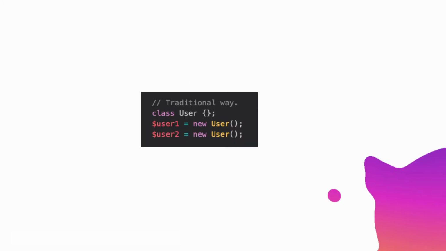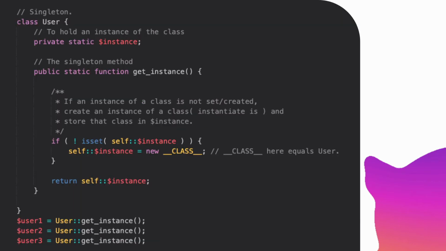So this is a traditional way of defining and using a class, right? You can define a class user, and then if you want to instantiate it, you can instantiate it multiple times and use their properties and methods. But in this case, it's creating the object every time, which may not be required. We just may want to use one object and just use its reference. So let's take a look.